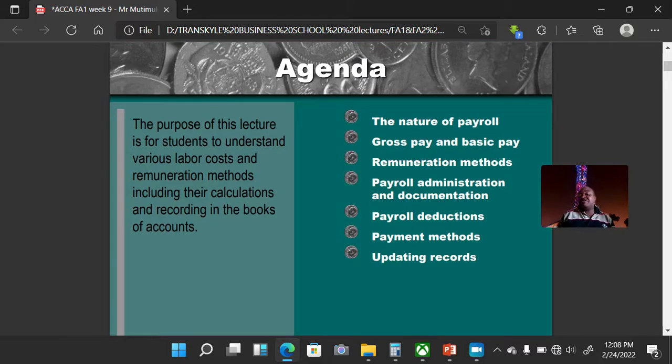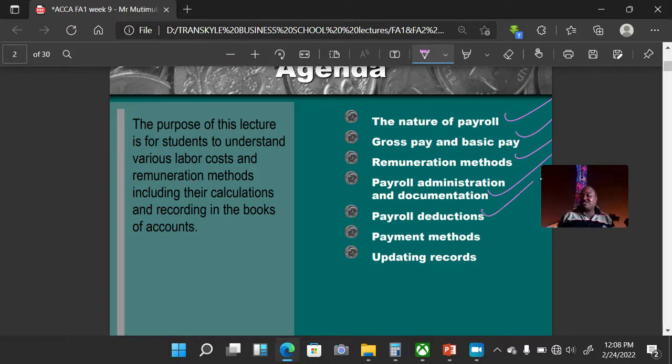Now the agenda of this presentation, like I've said, we're going to touch more on what labor costs are in their different categories. And then we are going to show you the computations related to labor costs and how they are going to be recorded in the books of accounts. So by the end of the presentation, you should be able to understand the nature of payroll, what gross pay and basic pay is, remuneration methods, payroll administration and documentation, payroll deductions, the payment methods, and how to update the records with regards to payroll.